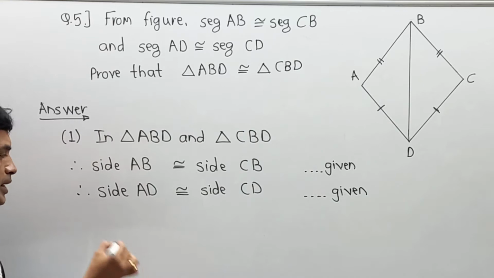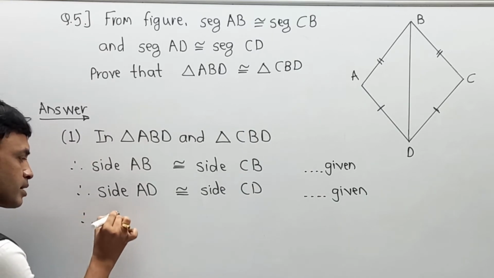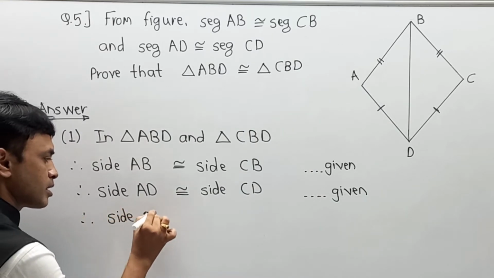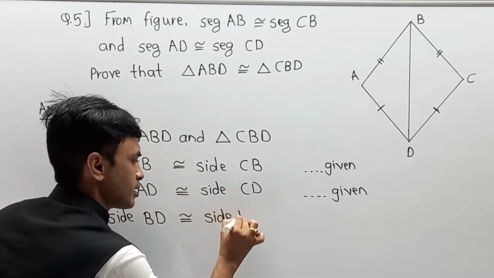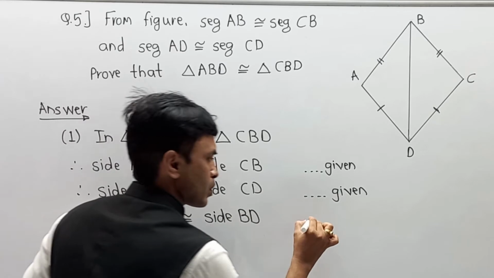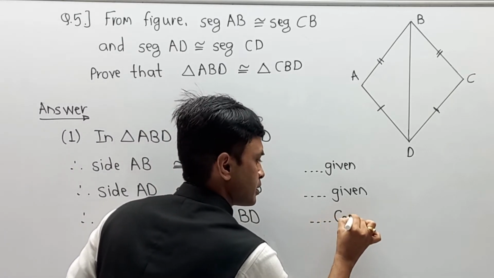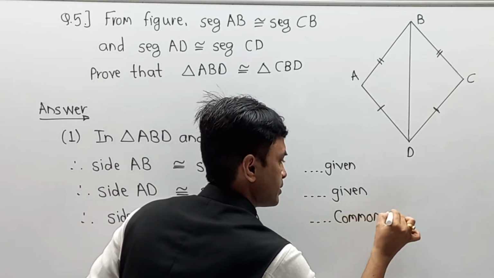And side BD congruent to side BD, reason common side or same side. So I am writing common side.